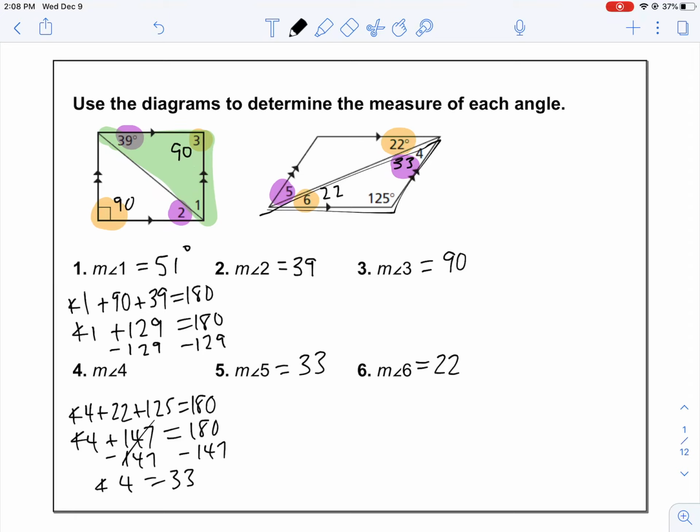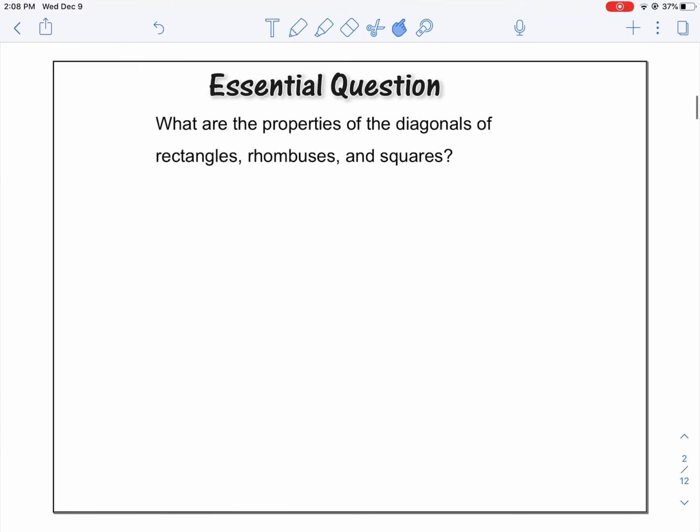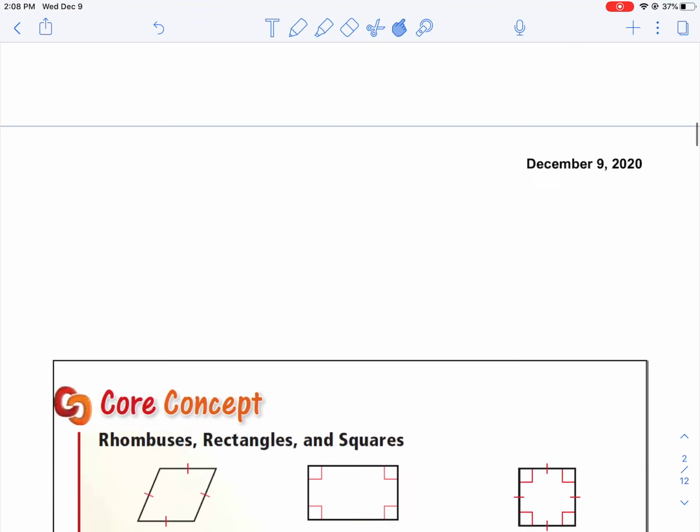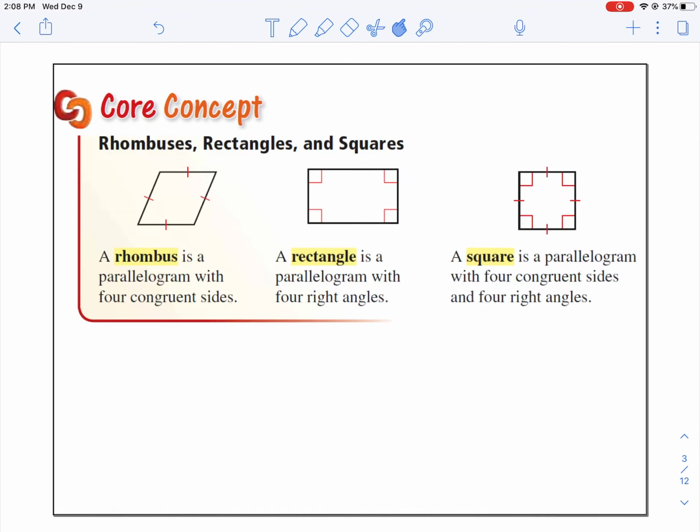And there we go. That's the way we're going to solve some of these shapes that we're going to see today. And we've got 3 of them. So here are the 3 shapes we have: rectangles, rhombuses, and squares. So we're going to find out some properties about these. So a rhombus is a parallelogram with 4 congruent sides. A rectangle is a parallelogram with 4 right angles. And a square has all 4 congruent sides and all 4 right angles.